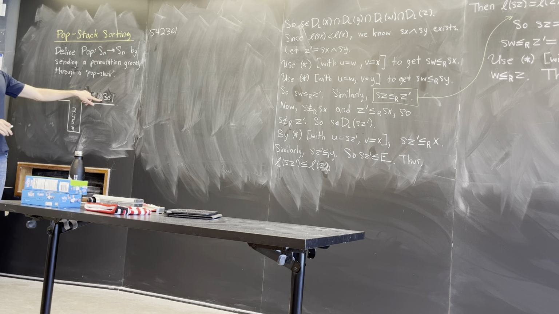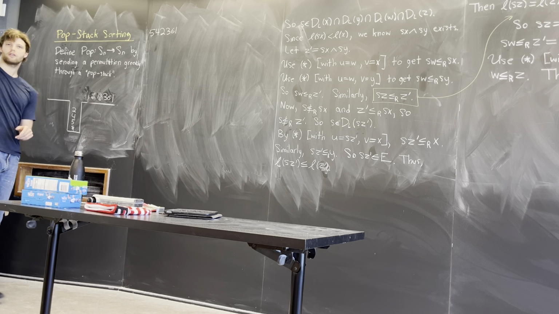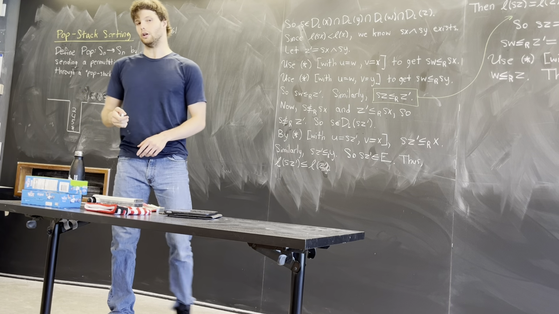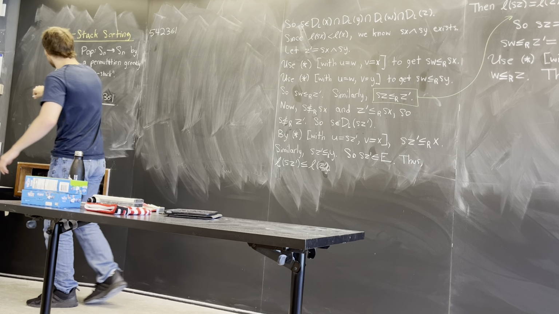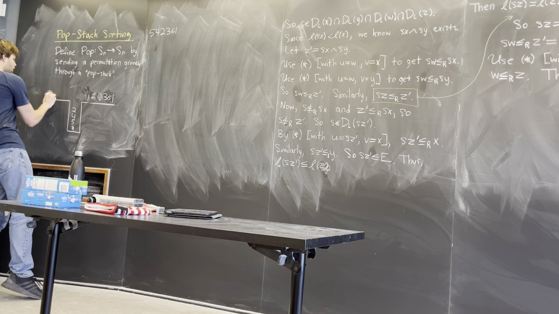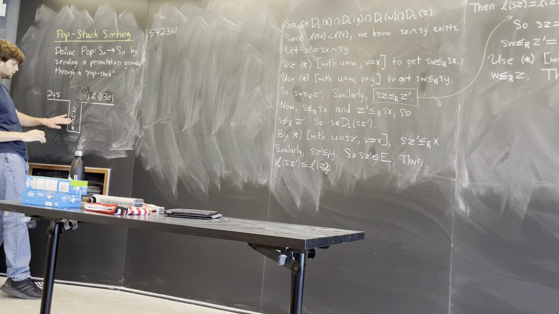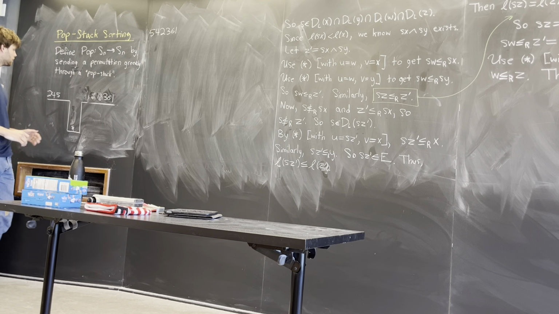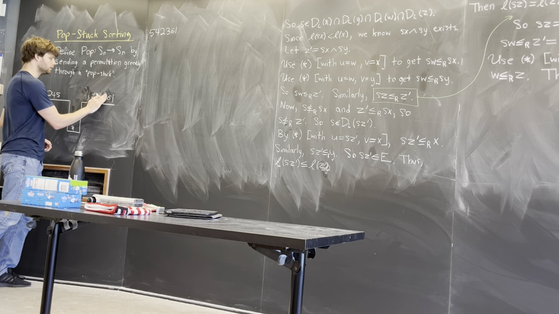Now the 3 wants to go in, but the 3 is bigger than the 2, so 3 is not allowed to sit on top of 2. So what happens is the pop stack pops everything out. So the 2 comes over here, the 4, and the 5. Okay, like that. Now the 3 can go in.